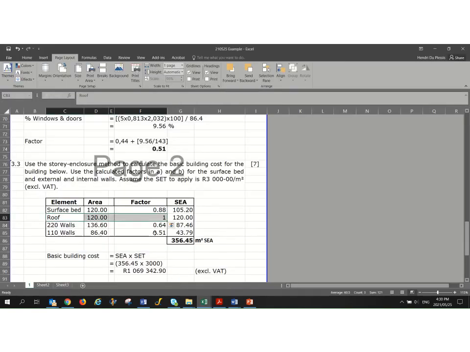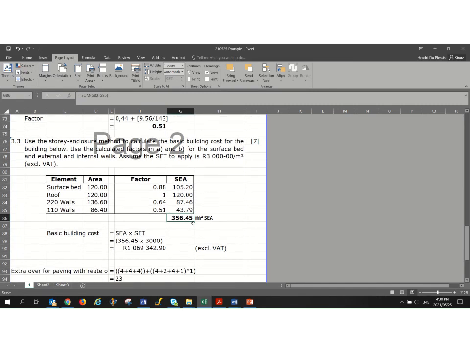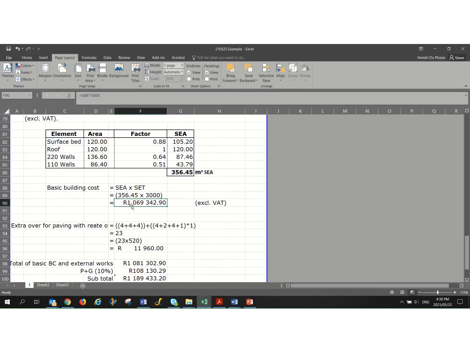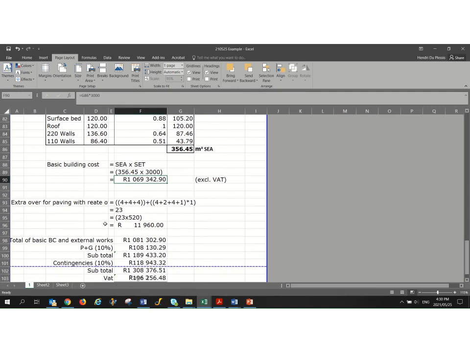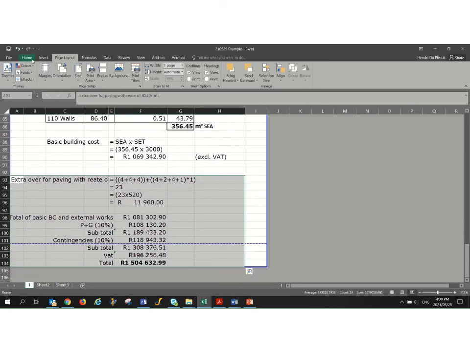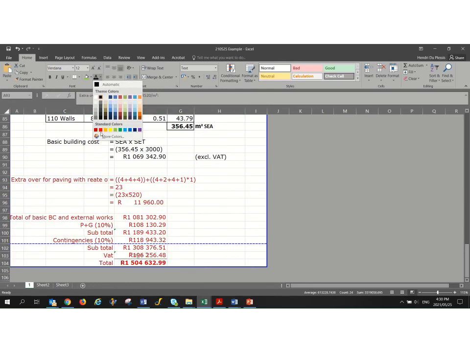And subsequently did the calculation. So the factors were put in, the ones that we calculated already, plus the one for the roof. Okay, and then we calculated our story enclosure area. And then it's a simple thing of just timesing our story enclosure area with our tariff to get to our basic building cost. Okay, so this is everything up to our basic building cost, so you can have a look at that. And then just as an extra note, this section in red is something that might be asked additionally.